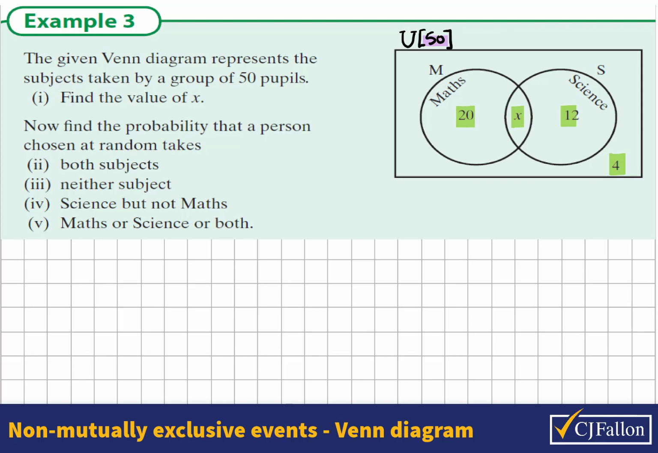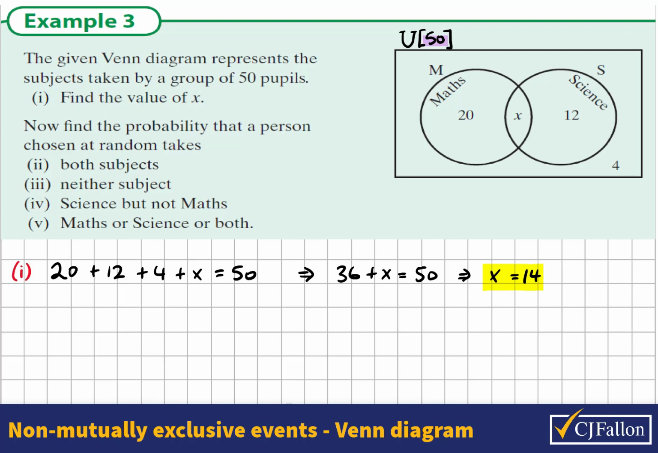We're asked in part 1 to find the value of x. Well, we're going to use this idea to find that. If we add 20 plus 12 plus 4 plus x, it must equal 50. Now 20 and 12 is 32 and 4 is 36. So that means 36 plus x must equal 50. Now taking 36 from both sides, we see that x must be equal to 14. That 36 and 14 equals 50. So the missing part is 14. That's the intersection of maths and science, or the number of students that study both maths and science.